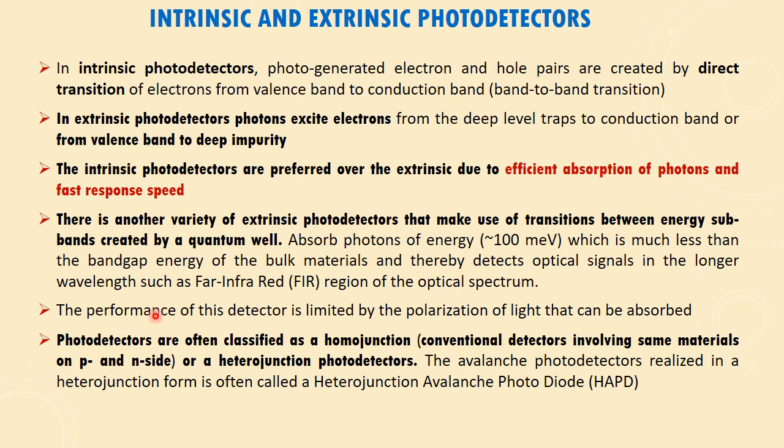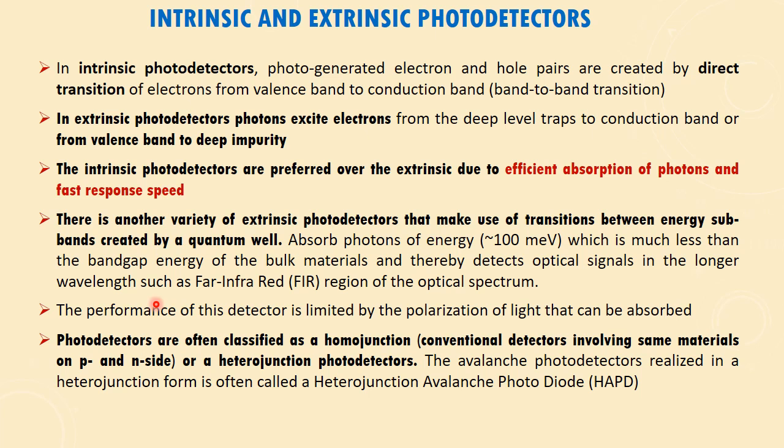In most applications, we use intrinsic photodetectors. Why? Because of efficient absorption of photons and fast response speed, we use intrinsic photodetectors compared to extrinsic. As I told you, extrinsic is the impure form, which means there is no efficient absorption of the photon energy by the material. Because it is impure, the response speed is also very slow. That is why in most applications we use intrinsic photodetectors.